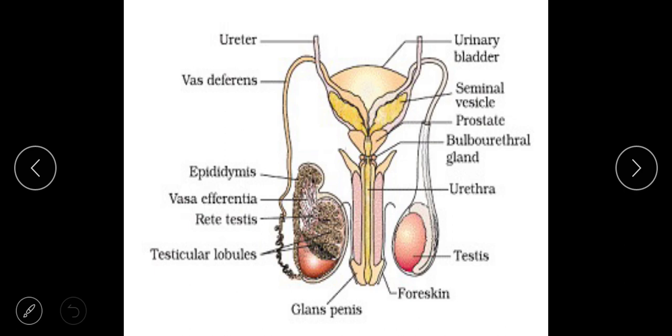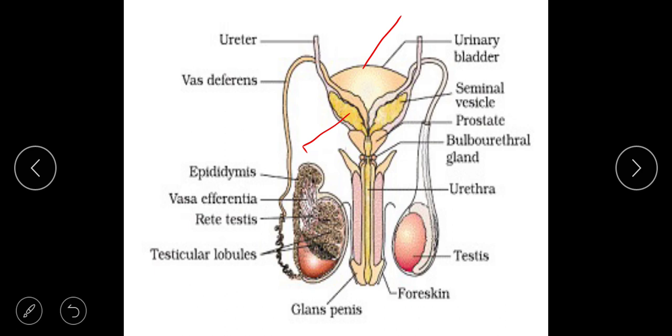Urethra is the opening of the urine. This is the urinary bladder. The opening of the urinary bladder is the urethra. In males, the urethra is extended into a structure known as the penis. While the vas deferens just pave their way towards the urethra. Here a pair of seminal vesicles open into it, and these seminal vesicles release a fluid known as the seminal fluid.